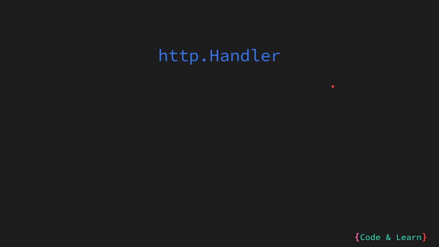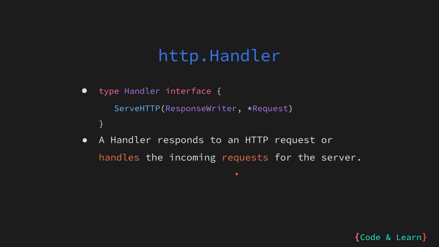Now let us look at the http.Handler. The Handler here is an interface with one method called ServeHTTP. It takes a ResponseWriter and a pointer to Request. The handler responds to an HTTP request and handles the incoming request for the server.